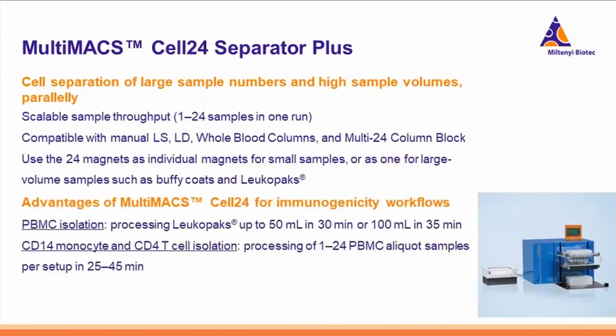But for large sample processing in immuno-oncology assay workflows, cell separation via automation is very, very practical. So the MultiMACS Cell24 Separator nicely fits for this purpose. It has multiple practical features, for example, sample scalability to processing of large sample volumes, for example, from leukocytes. You can do that really in a short time.